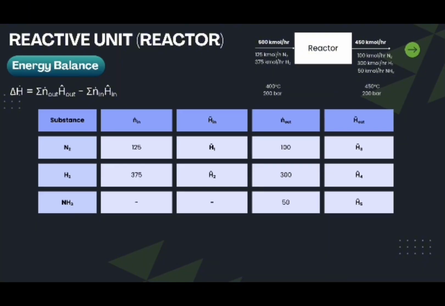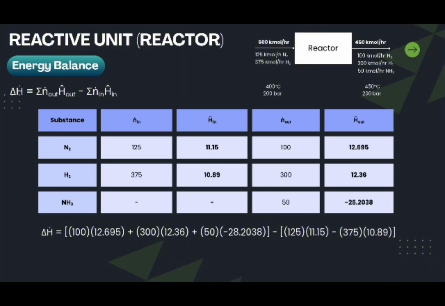For instance, nitrogen's heat of formation is 0, and its sensible heat change at 400 degrees Celsius is 11.15 kJ per mole based on the appendix table B.1. Applying this methodology across all components, we calculated a total reactor enthalpy change of this value, which shows the exothermic nature of the synthesis.